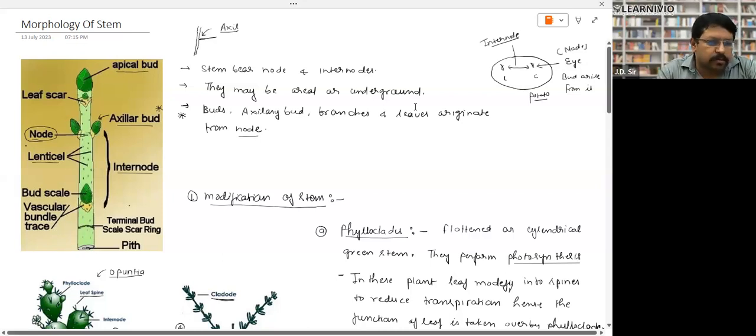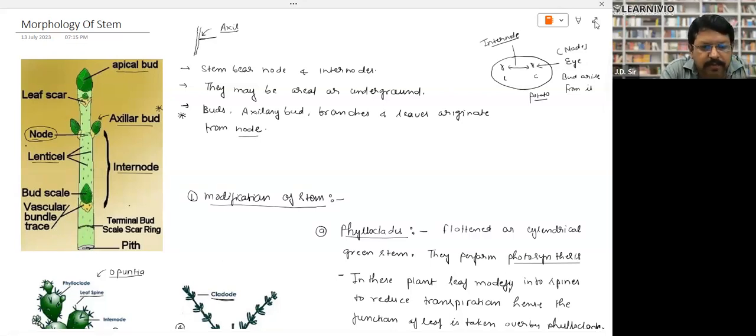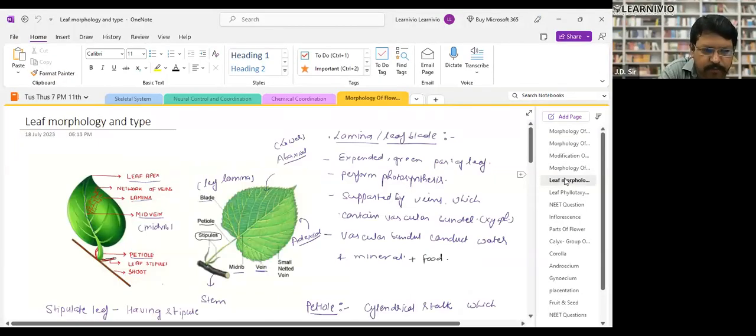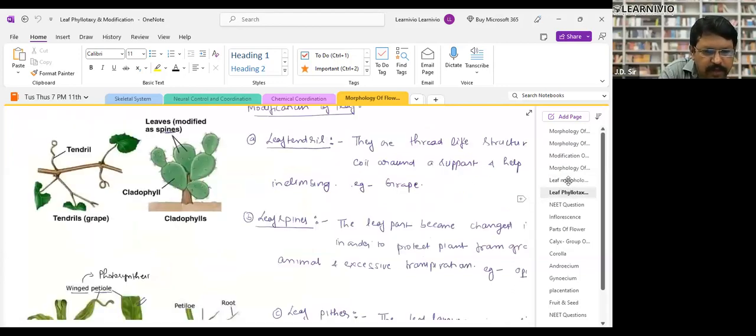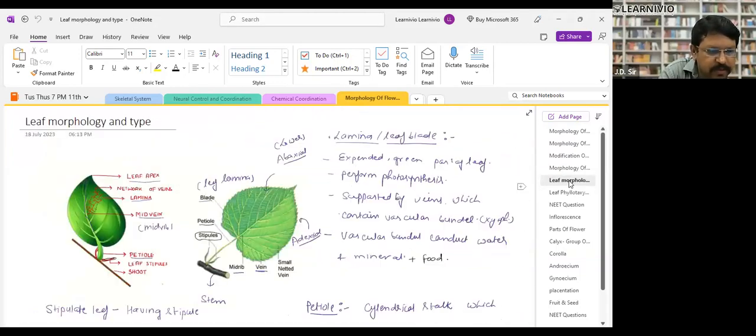Sir, I think we completed this. Yeah, even I do think we have completed. Then this one, we completed this. Morphology of leaf, yes sir. Here we need to start from the leaf. Okay, we have to start from the leaf. Yes, sir. Fine. So let's start from here.